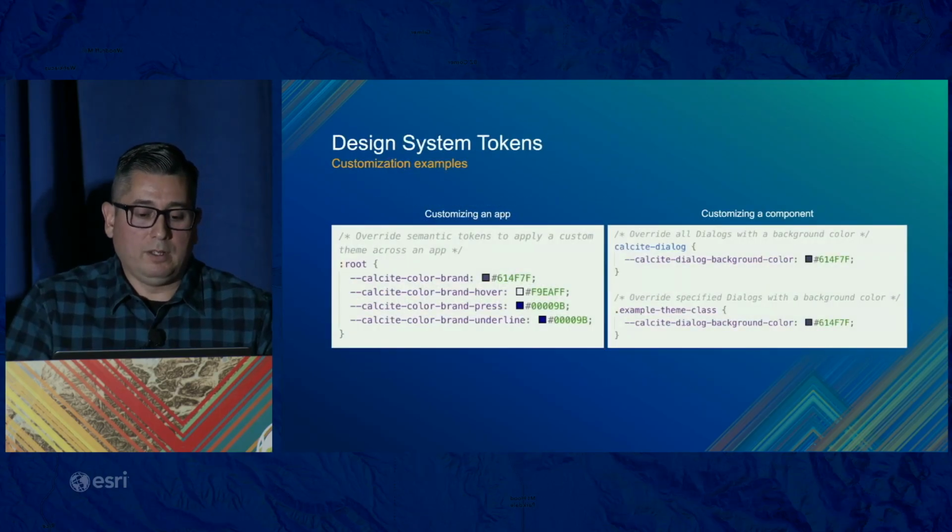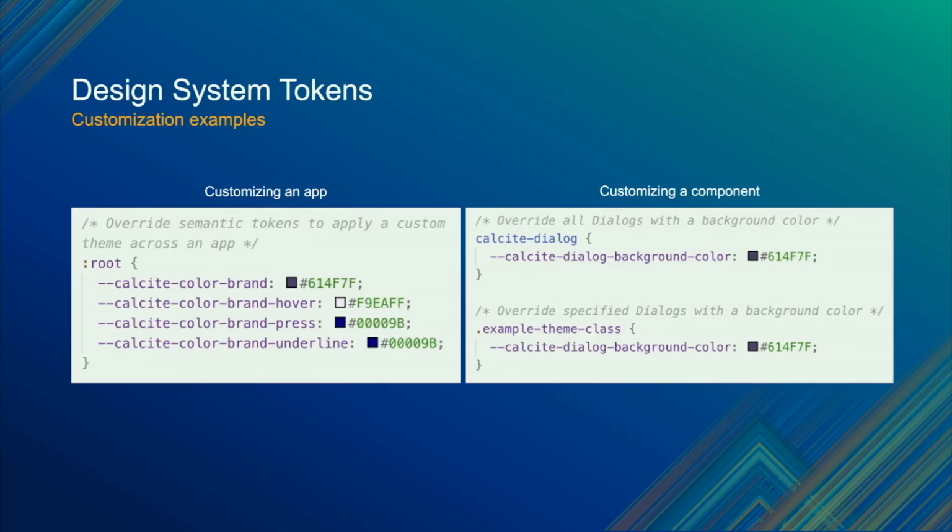So here's an example. If I wanted to customize an app to change the brand color to be more of a purple-like color, I could use the root selector, which basically sets everything on the HTML, to use this new brand color, brand hover, press, and underline.